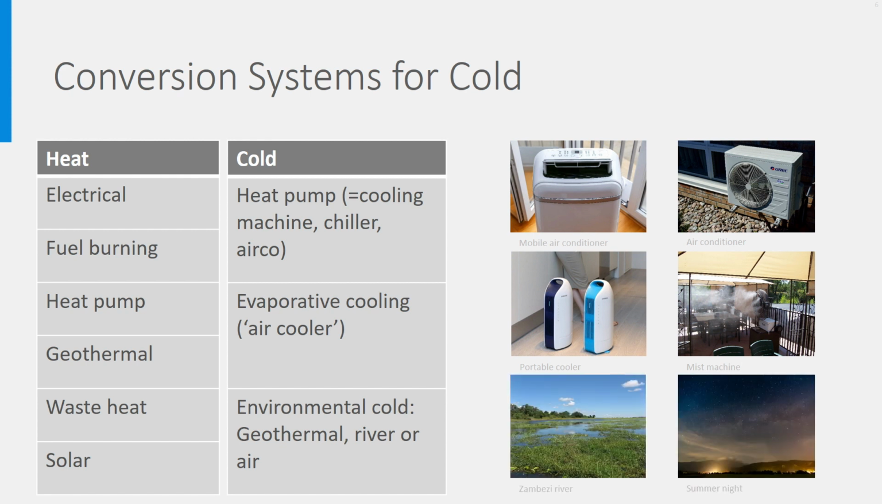Very often the ground or rivers and lakes or the sea are colder than the indoor air. They can then be used to cool buildings. Even night cold air can be used. So, in the end, we have only three ways of producing cold.